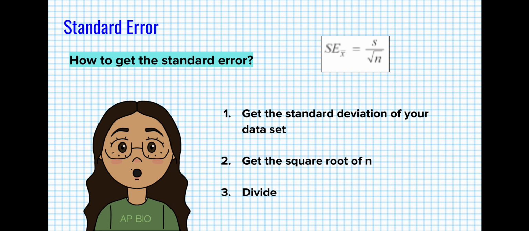Standard error, how to get the standard error. Our equation for standard error is the standard deviation divided by the square root of the sample size. Step 1 is get the standard deviation from the dataset. Step 2 is get the square root of the sample size, and step 3 is to divide. The result is the standard error of the given dataset.